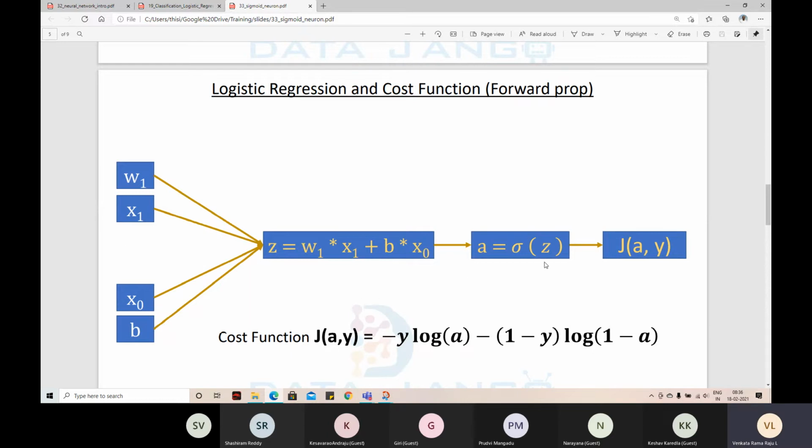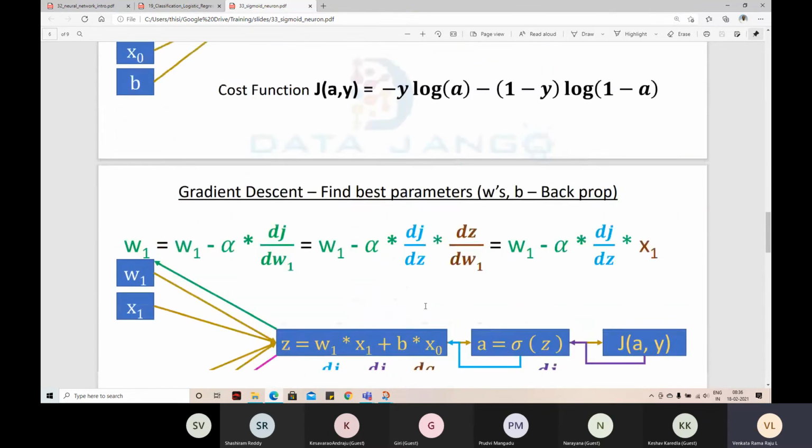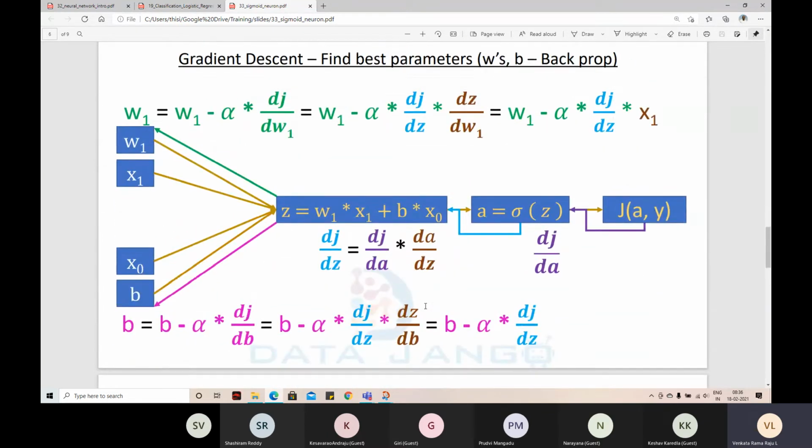Multiplies, sums, then substitutes into logistic regression, and then calculates the cost by substituting into this equation. Okay, that is forward. Back propagation. Gradient descent is the algorithm it is using, right? So what is back propagation?